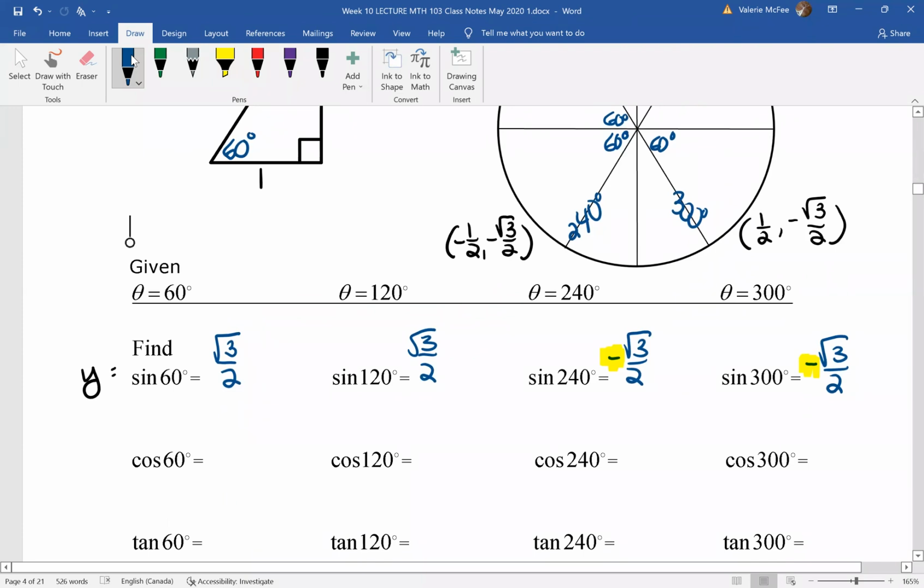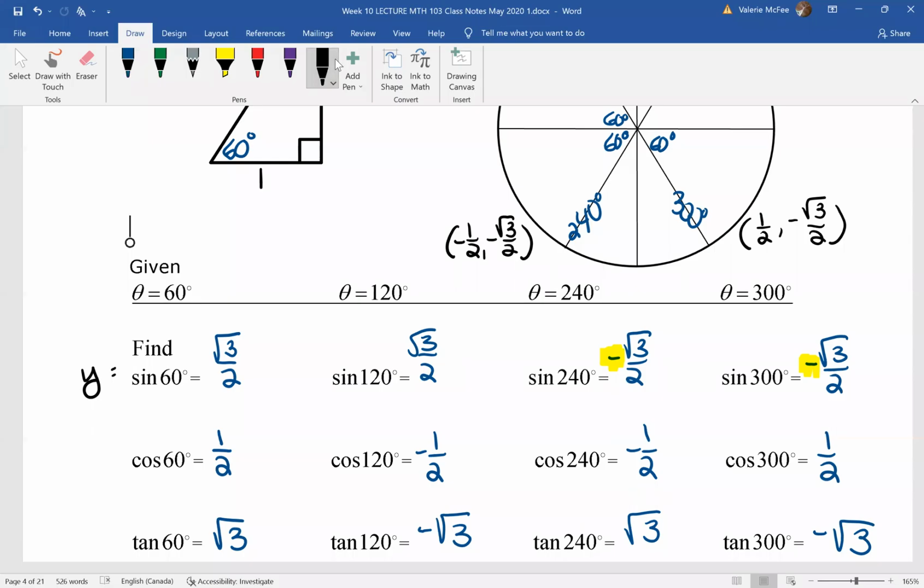Find cosine and tangent for each of these angles now. You remember that cosine was equal to x, and we see that cosine is negative in quadrants 2 and 3. Tangent, y over x, was negative in quadrants 2 and 4. The numbers are always the same because the reference angles are the same. The only thing changing was our sign depending on the quadrant we were in.